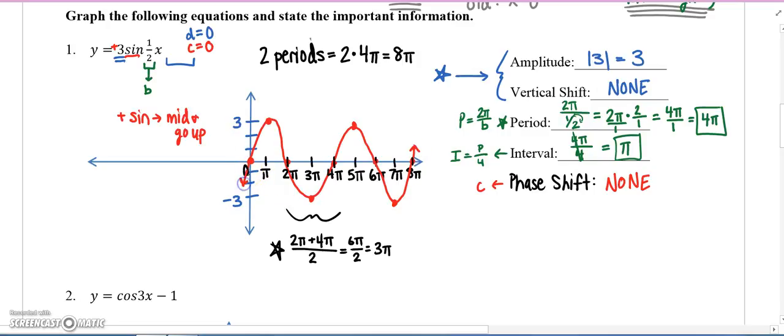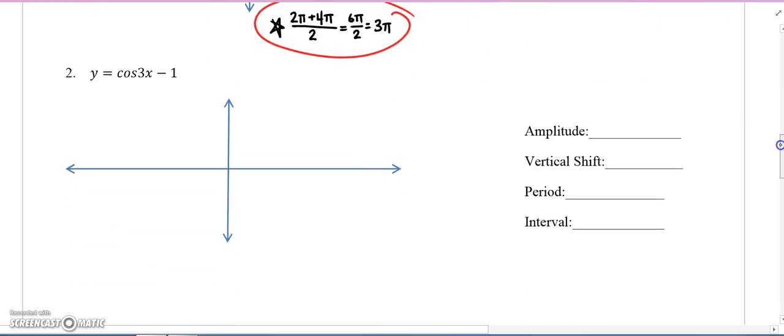And there's my graph. Usually the x values give us the most trouble, so if you need to do this math down here to help yourself figure out these numbers, do it. It's always better to be sure. Alright, let's try another one.